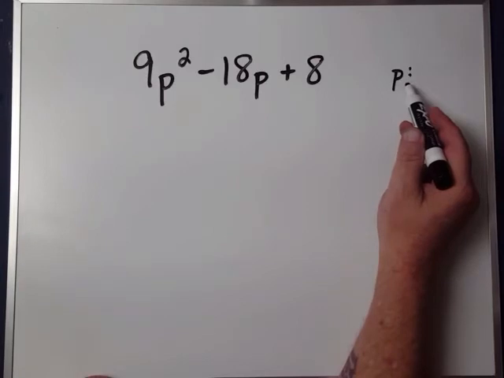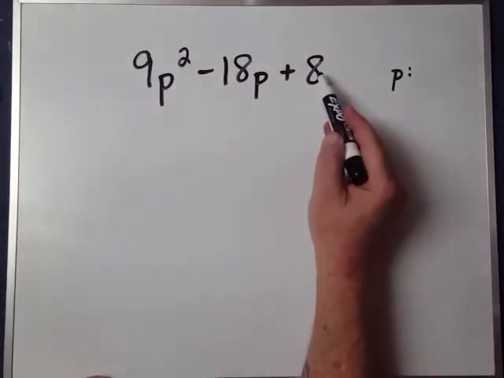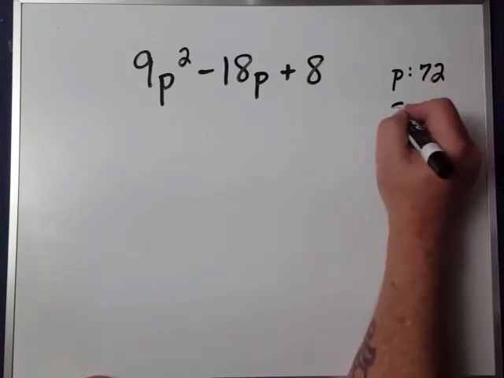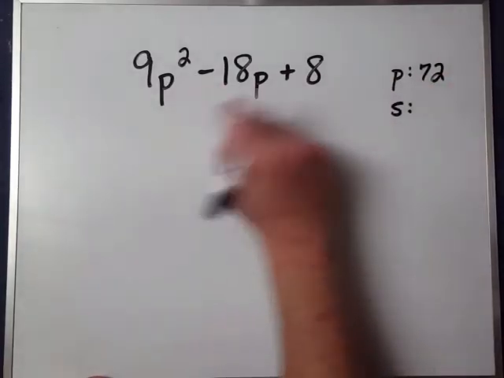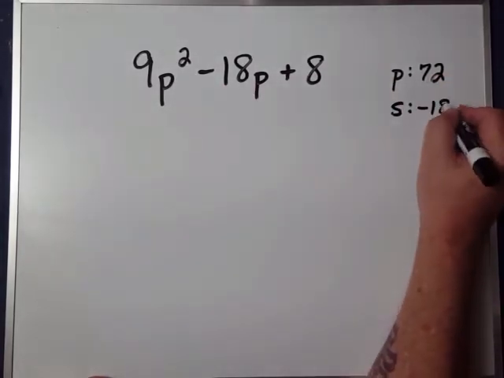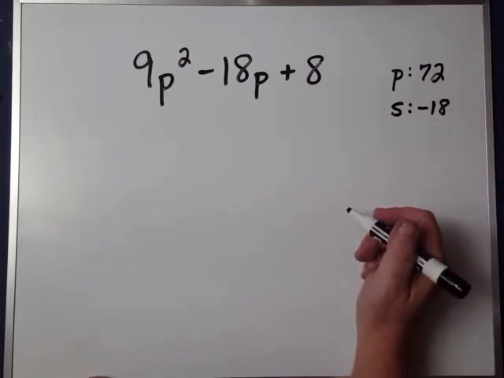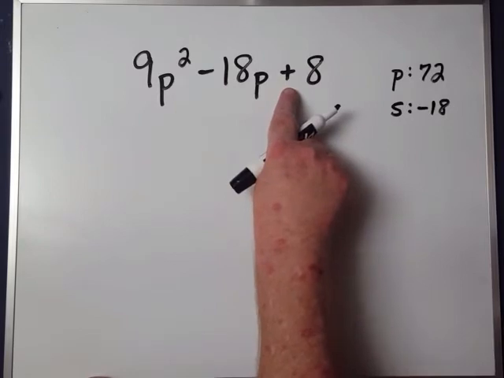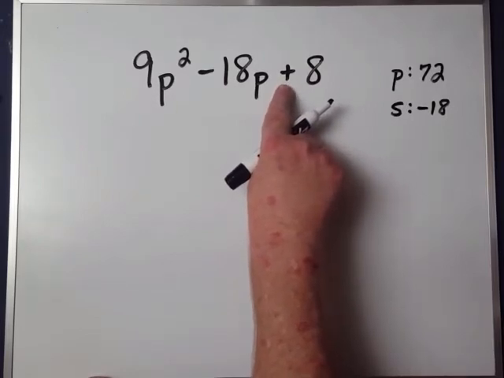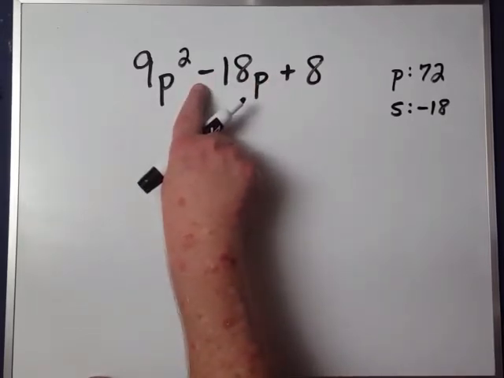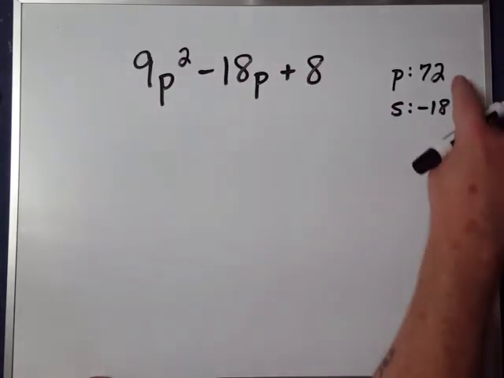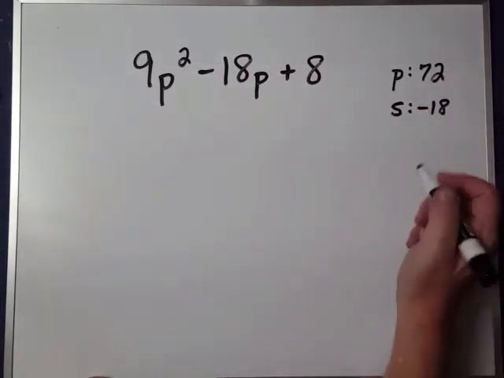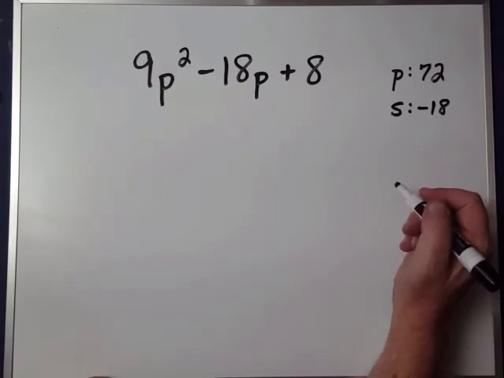I'm looking for 2 numbers whose product is A times C, whose product is 9 times 8, 72, and whose sum is negative 18. What does that tell me about the 2 numbers I'm looking for? Well, the same thing that these signs tell me. That they will be of the same sign, and they'll both be negative. Has to be. That's how you get a positive product, and at the same time a negative sum.